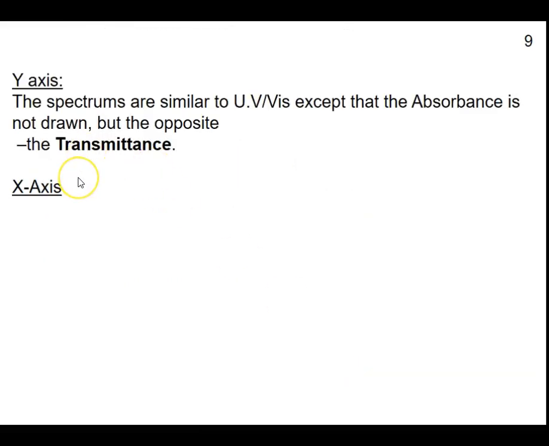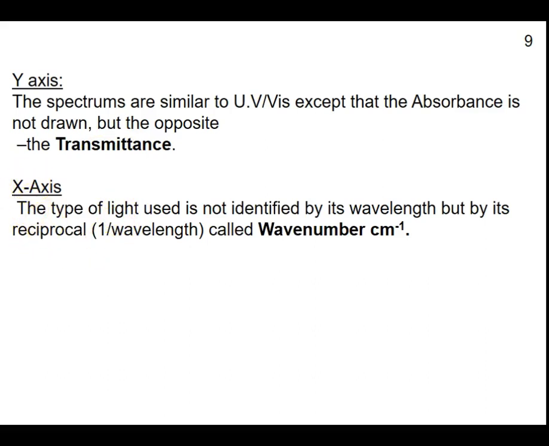Okay, x-axis, so we're going to have a graph. The spectrums are similar to UV-vis, except that the absorbance is not drawn. So we don't put on the y-axis how much light is absorbed, we put how much light is actually transmitted. The x-axis is the type of light used. It's not identified by its wavelength, how long the wavelength is, but by 1 divided by the wavelength, which is called the wave number. So a way of working out whether you've got an infrared graph is by looking at the x-axis and the y-axis. Do you see these things written there?